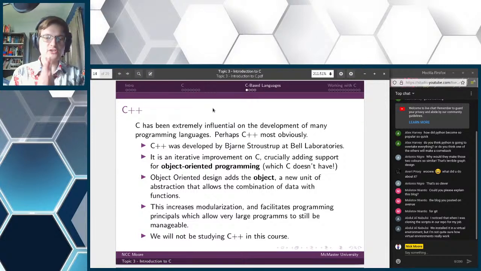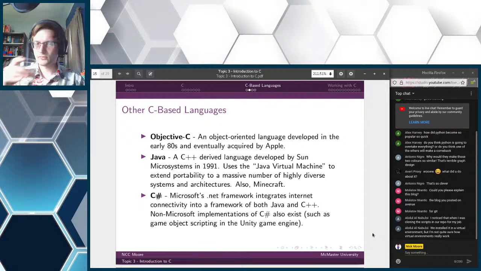The increased modularization facilitates programming principles which allow very large programs to still be manageable. So in C++, you can have some pretty monstrous programs. We will not be studying C++ in this course, but having done this course, C++ should be that much easier for you to pick up in the future, and I highly recommend doing so because it's a very employable language, because it's difficult. That's the thing about being employable: in order to get a job, you need to be able to do difficult things that nobody else wants to do and not complain about it. Like, teach this course. Wah!